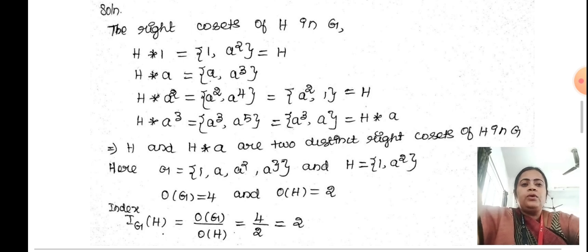So if we take the union of all these sets, we get the whole group G. So G is nothing but {1, a, a square, a cube} and H is nothing but {1, a square}, and the order of G is given by 4. Order of G is nothing but the number of elements in G. Similarly, order of H equal to 2 and the index, denoted by index of H in G, equal to order of G by order of H, that is 4 divided by 2 is equal to 2.